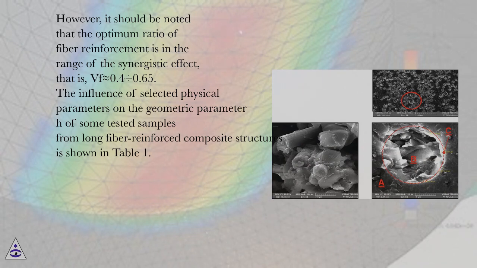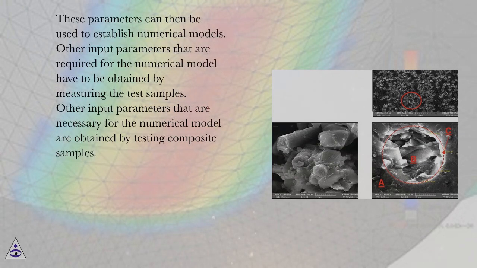The influence of selected physical parameters on the geometric parameter h of some tested samples from long fiber reinforced composite structures is shown in Table 1. These parameters can then be used to establish numerical models. Other input parameters that are necessary for the numerical model have to be obtained by measuring the test samples, that is, by testing composite samples.